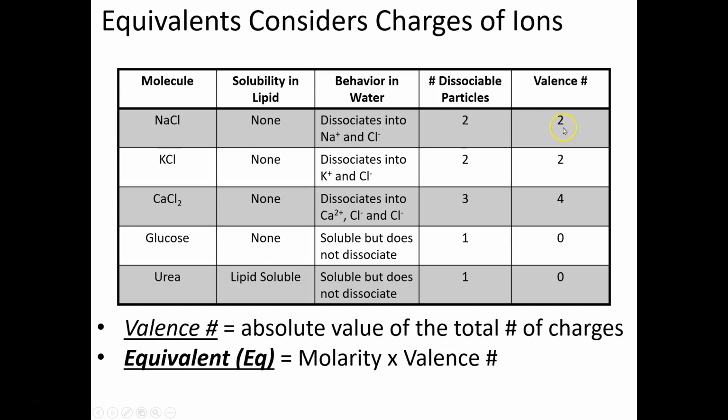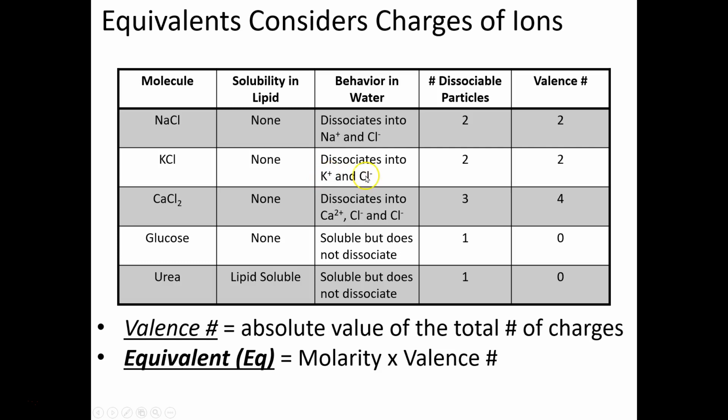And the easiest way to figure out the valence number that you'll use to calculate the equivalence is to take the absolute value of the total number of charges. So Na plus would be plus 1. Cl minus is still 1, and the absolute value means ignore the negative sign. So that would be plus 1. So its valence would be 2.